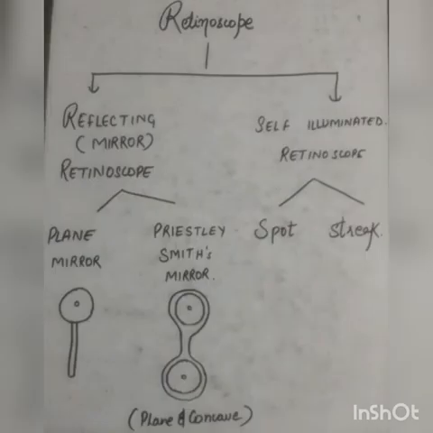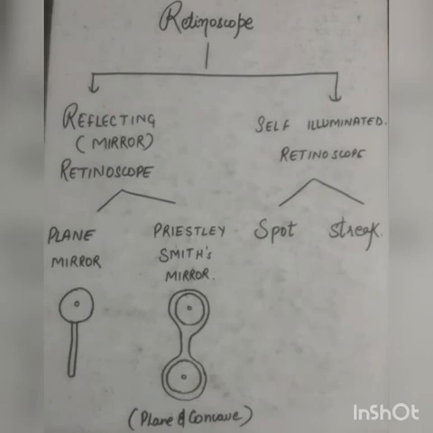Now, what are the types of retinoscope? There are two main types of retinoscope. Number 1 is the reflecting retinoscope, or we can say the mirror retinoscope. Number 2 is the self-illuminated retinoscope. The reflecting retinoscope is also subdivided into two types, that is plane mirror retinoscope and Priestley Smith retinoscope. In the plane mirror retinoscope, only one mirror is incorporated, that is a plane mirror with a handle. But in the Priestley Smith retinoscope, there is a combination of two mirrors, a plane mirror and a concave mirror.